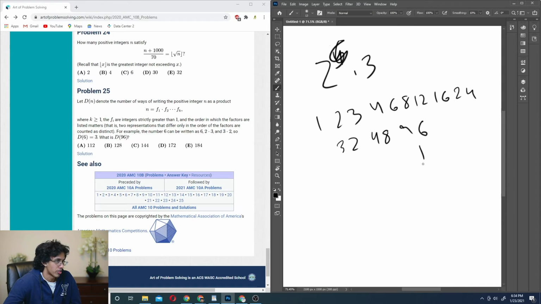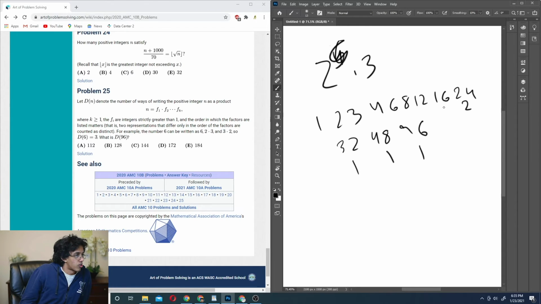Okay, so there's 1 way for this, right? Because that's going to be d of 1, and there's one way to do that. Then you have d of 2, and there's only one way to put it down. Then d of 3 should also be 1. 4. So how many ways are there to do 4? You can either have 4 by itself, so there are 2 ways to do that. 6 we were given. There are 3 ways to do that. 12. So that gives you 8.